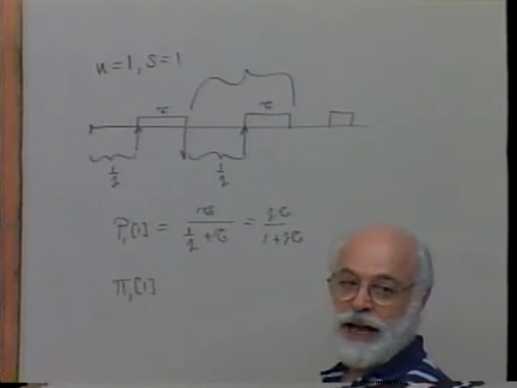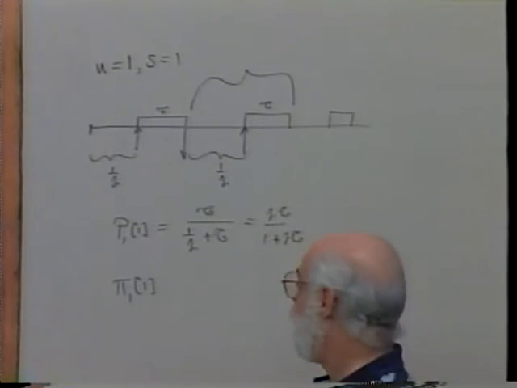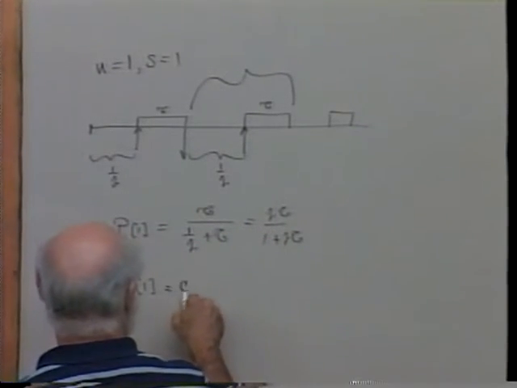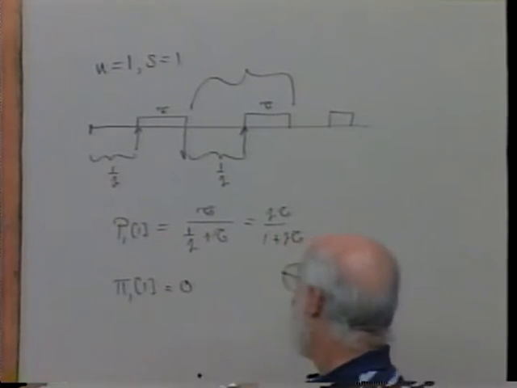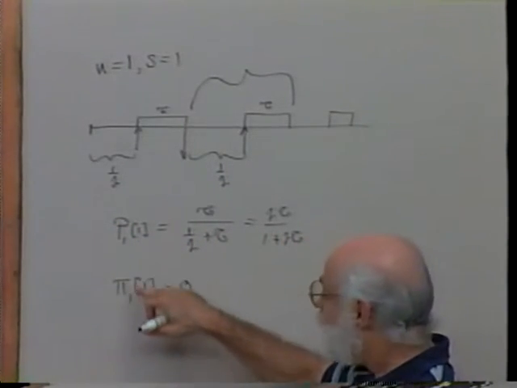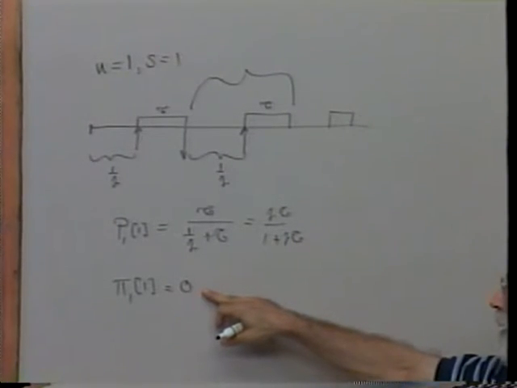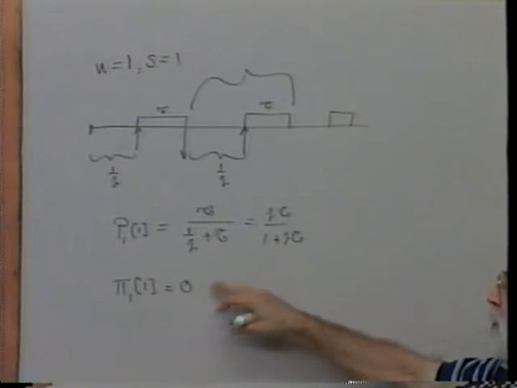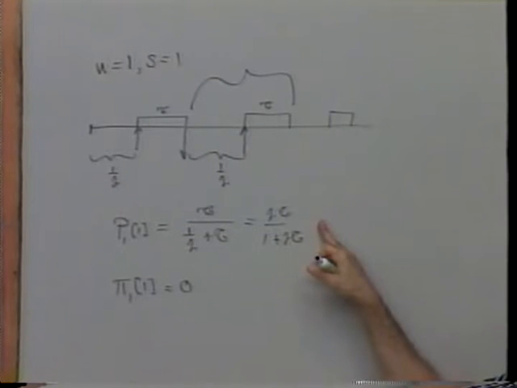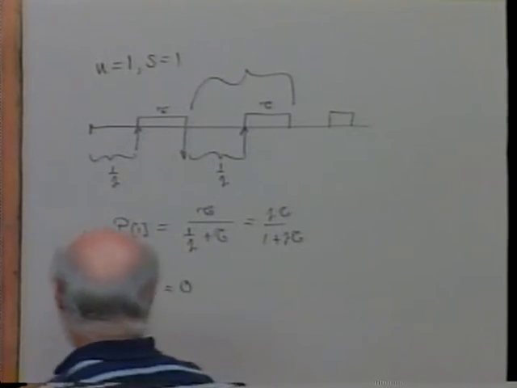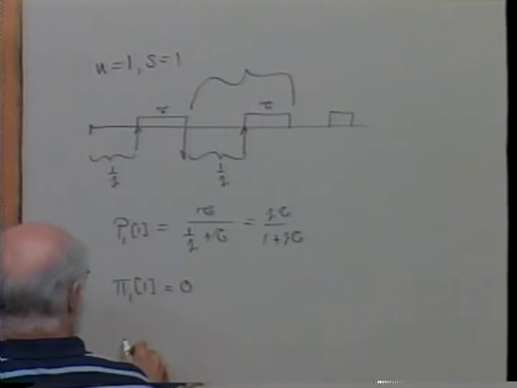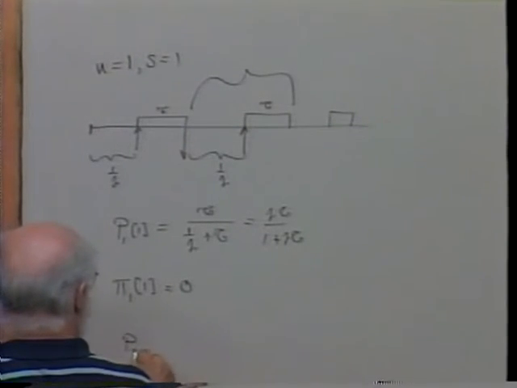0, right? That can't happen because there's only one subscriber. So the pi's and the p's, or the p's and the pi's, don't necessarily have anything to do with each other. In this model, the fraction of customers who find the server busy is 0, but the fraction of time that the server is busy can be any number between 0 and 1.